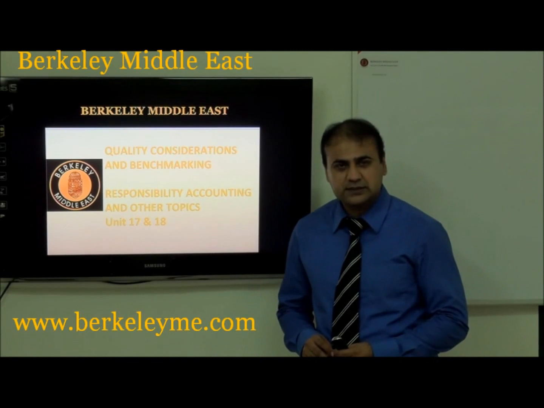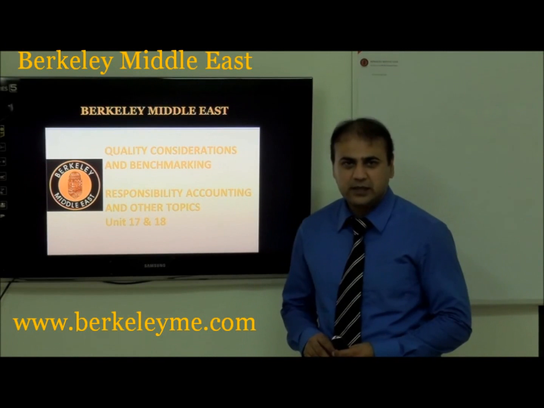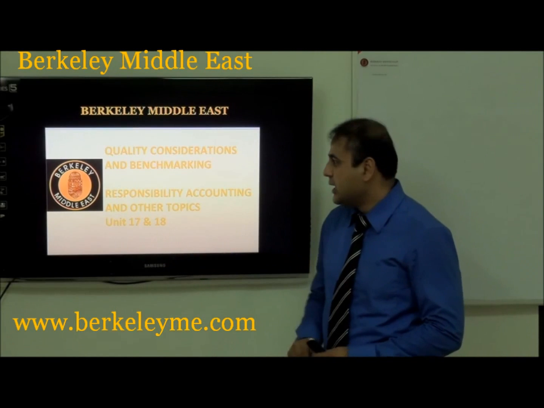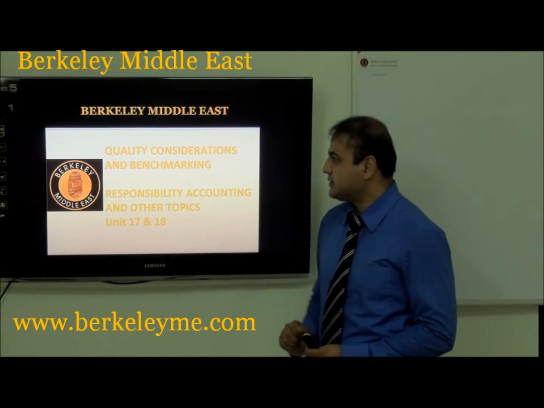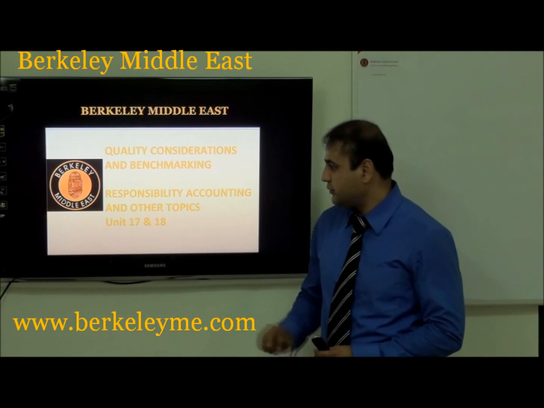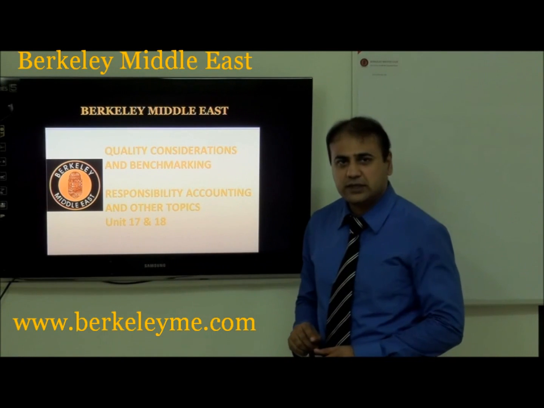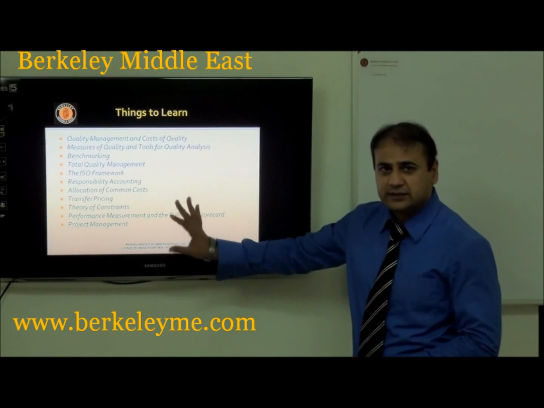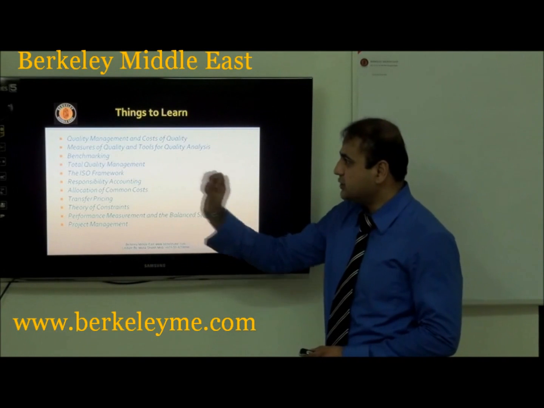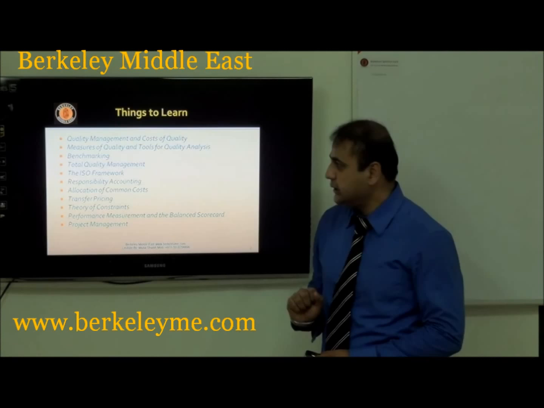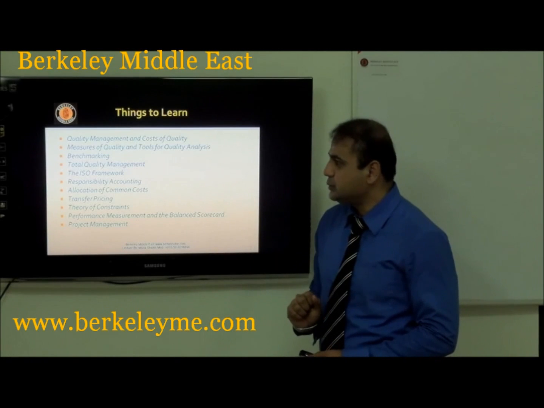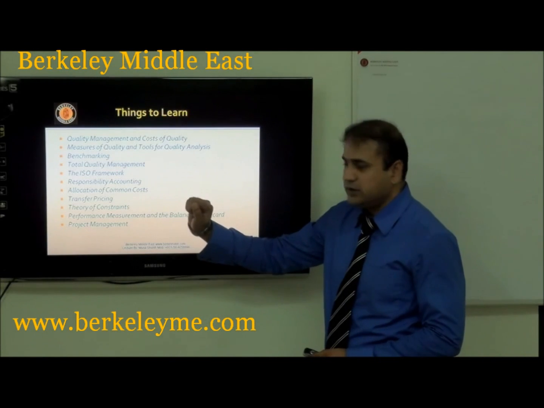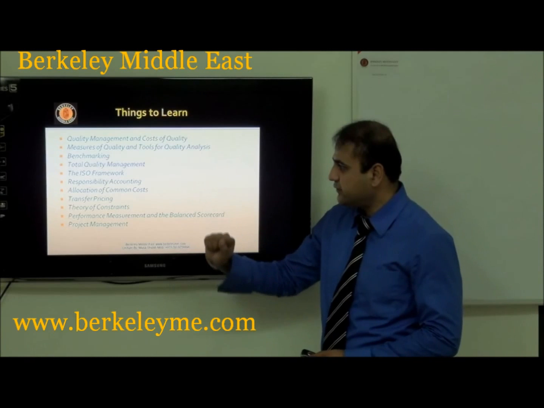Today we are going to discuss our 9th lecture for CPA. Broadly we are going to discuss our units 17 and 18. Topic names are quality consideration and benchmarking, along with responsibility accounting and certain other topics we are going to discuss. Broadly these are the things we have to learn: quality management and cost of quality, measure of quality and tools for quality analysis, benchmarking, total quality management, ISO framework.